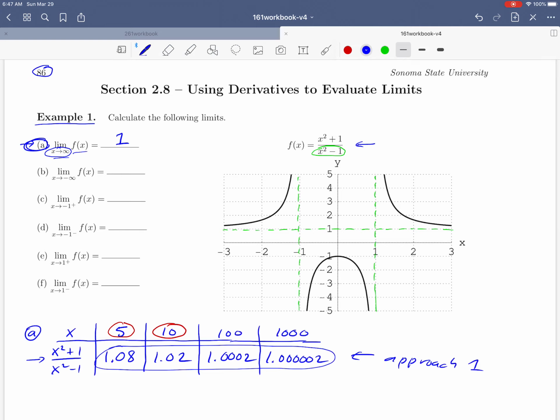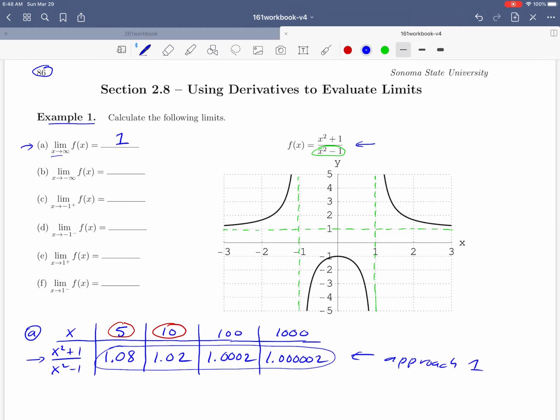So if that's true, that should be the value of our limit back up here in part A. We have just made a guess that this limit is 1. Okay, I'd like to double check that guess with our graph. Does that number 1 that we got make graphical sense?